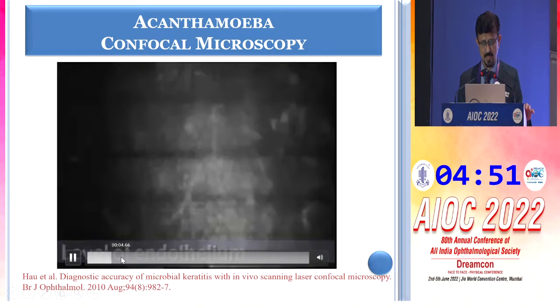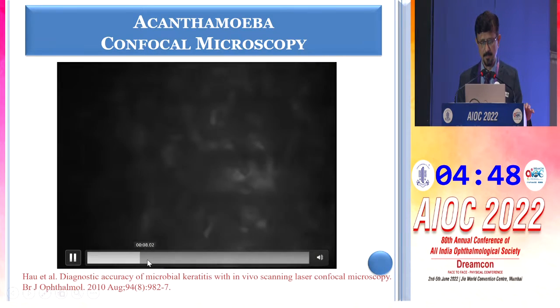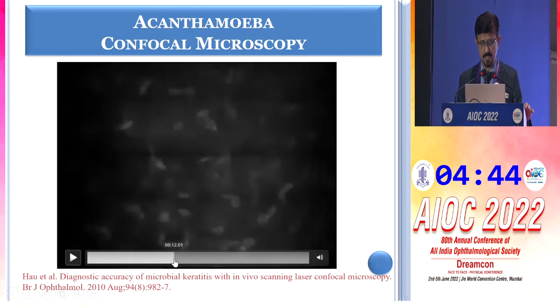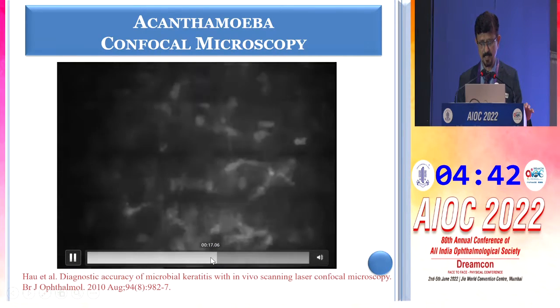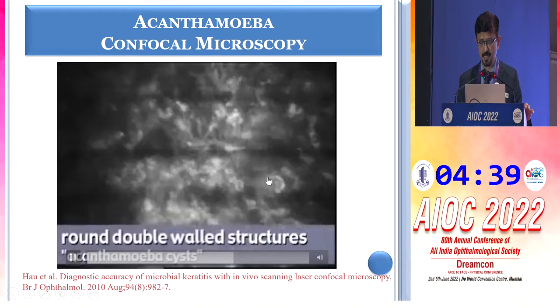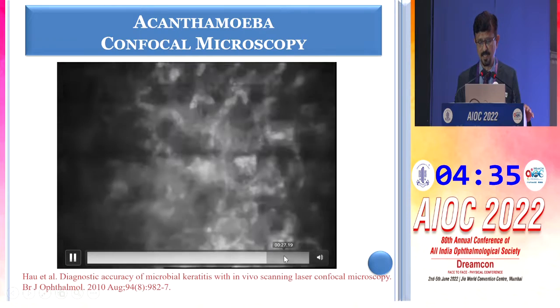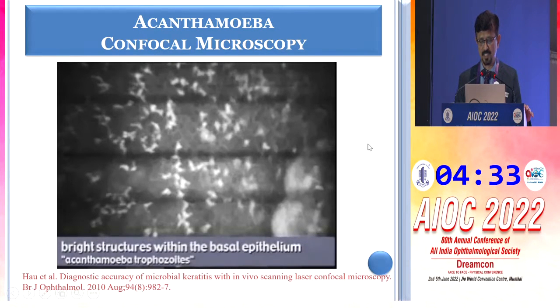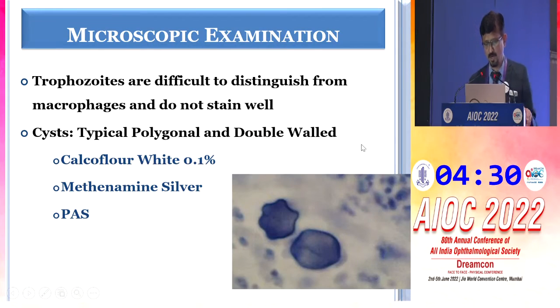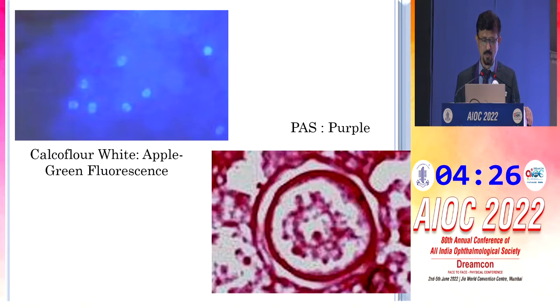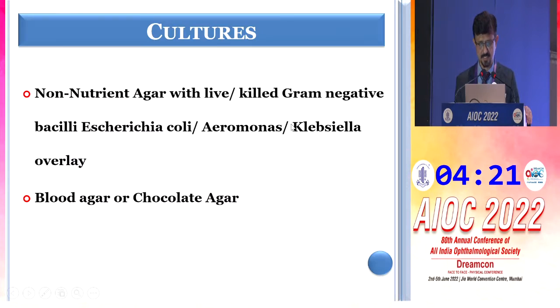You can see here the thickened nerves, and then as you move forward, you can see the double-walled cysts. And as you move anteriorly, you get to see the refractile trophozoites in the basal epithelium of the cornea. On staining with calcofluor white, you can see this apple green fluorescence of the double-walled cysts. Trophozoites are difficult to stain.